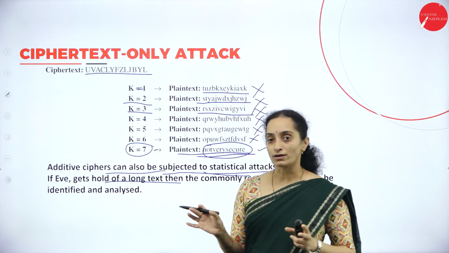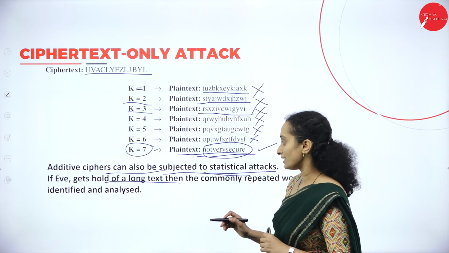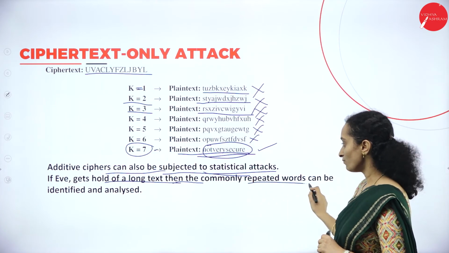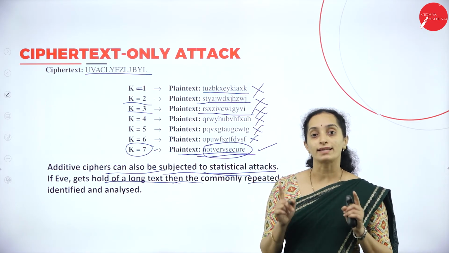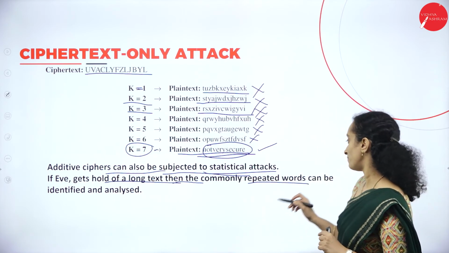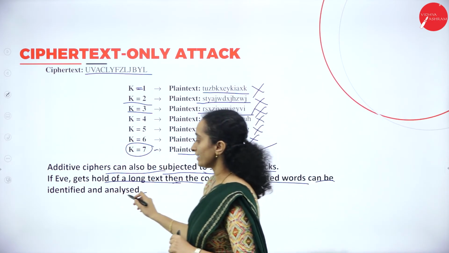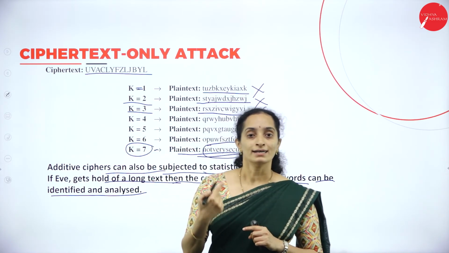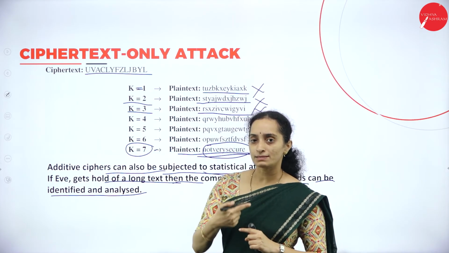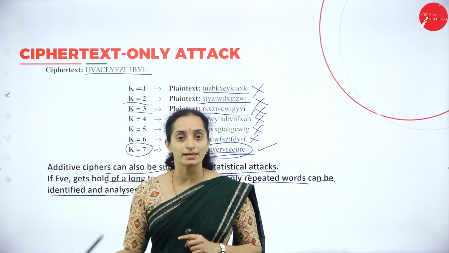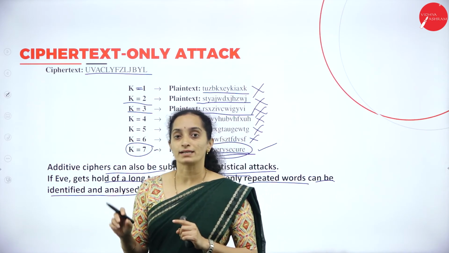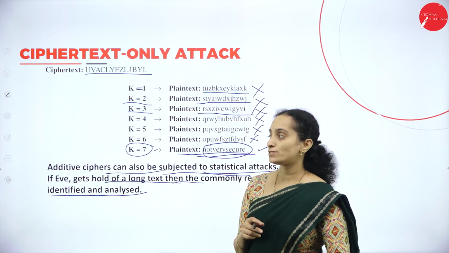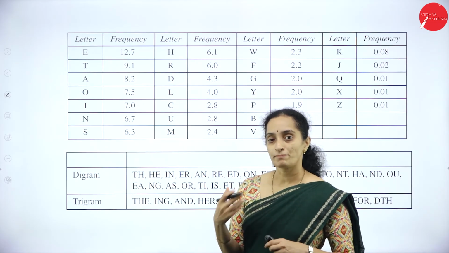If you have sent a long text or a paragraph as a message, and she gets hold of that entire paragraph, she will check for the repeated words or repeated alphabets. She will identify the repeated words and alphabets and analyze them. This word is repeated these many times. These codes are repeated these many times. What may be the words or what may be the alphabets used? So she will go on predicting that.